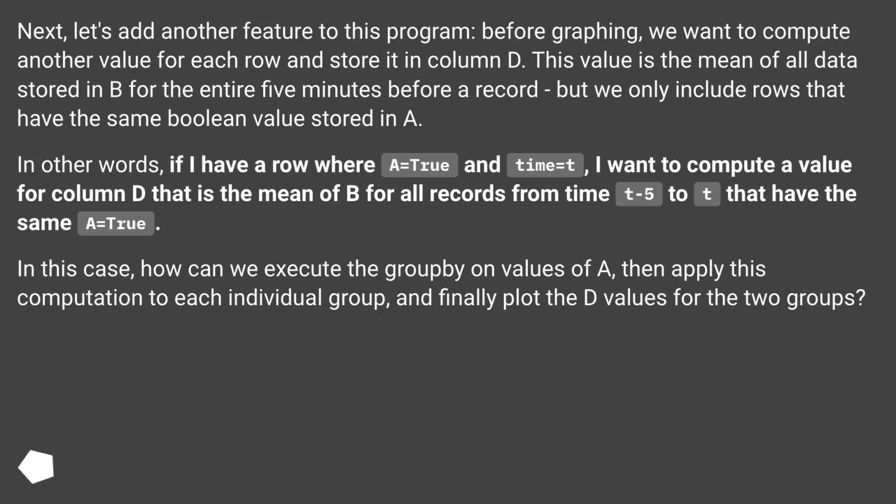In other words, if I have a row where A equals true and time equals T, I want to compute a value for column D that is the mean of B for all records from time T minus 5 to T that have the same A equals true. In this case, how can we group B on values of A, then apply this computation to each individual group, and finally plot the D values for the two groups?